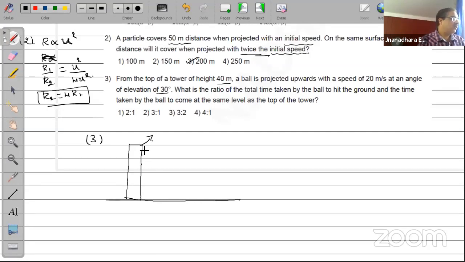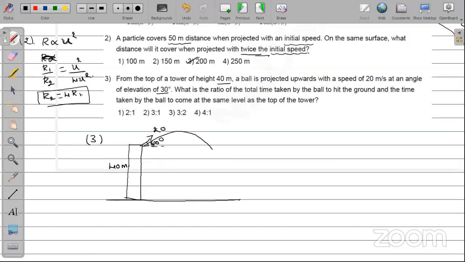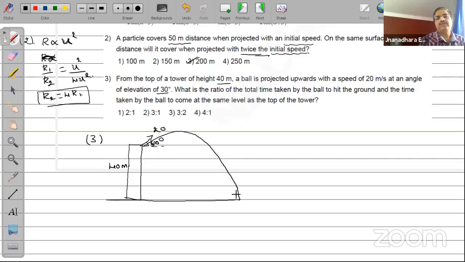Okay. Now, what is given? From the top of a tower of height h equal to 40 meters, it is projected with a velocity of 20 meters per second at an angle of 30 degrees. It's going to travel like this.